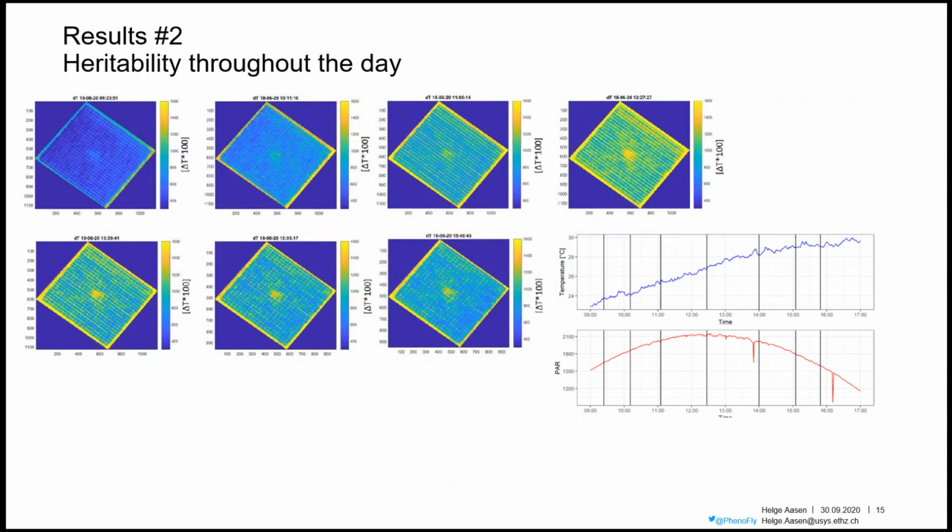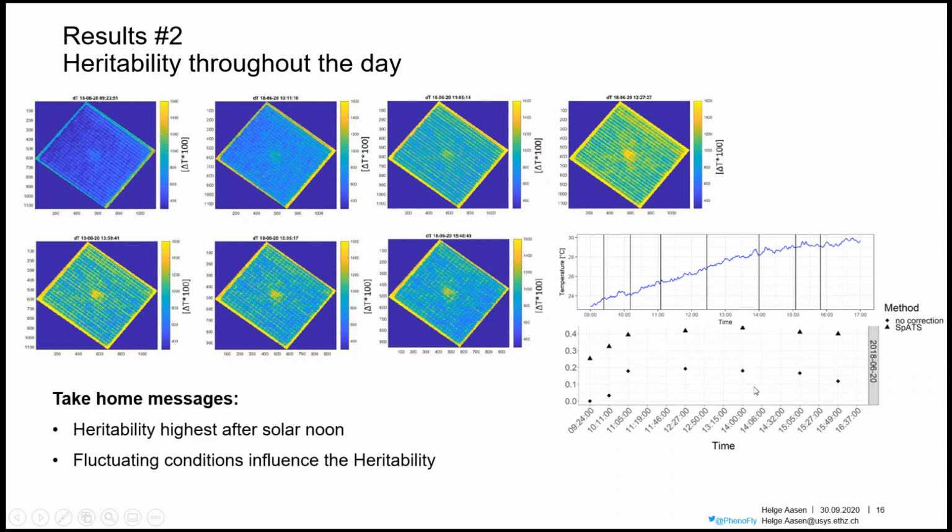So when is the perfect timing on the day to fly? And here you can see that we carried out flights throughout the day, starting from 9:30 in the morning, 10, 11, 12:30, 2 o'clock, 3 o'clock, and 4 o'clock. And down here you can see it was a very, very nice stable day. The temperature increased throughout the day. Each stripe here is referring to one measurement flight. And also the photosynthetic active radiation was very nicely distributed.